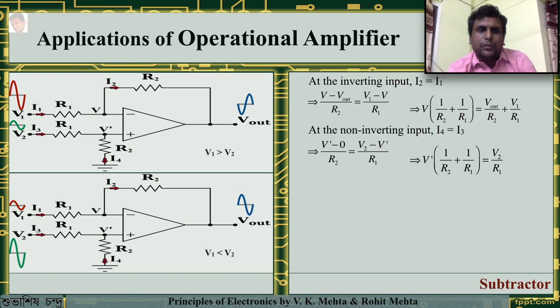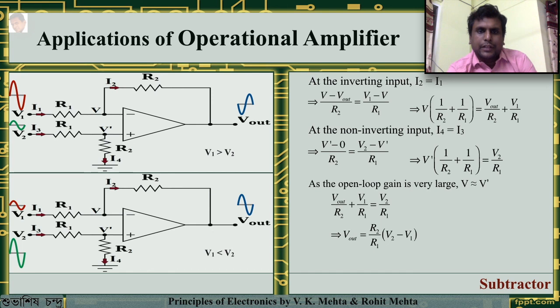Now, as the open loop gain of an op amp is very high and no current flows through it, V and V dash are practically the same. That is, the right side of the above two equations can be equated, and we get the output voltage to be V out equals R2 by R1 into V2 minus V1. We can do a little bit of mathematics here, where if R2 equals R1, then V out can be simply represented as V2 minus V1. So these were the 5 applications of the operational amplifier.